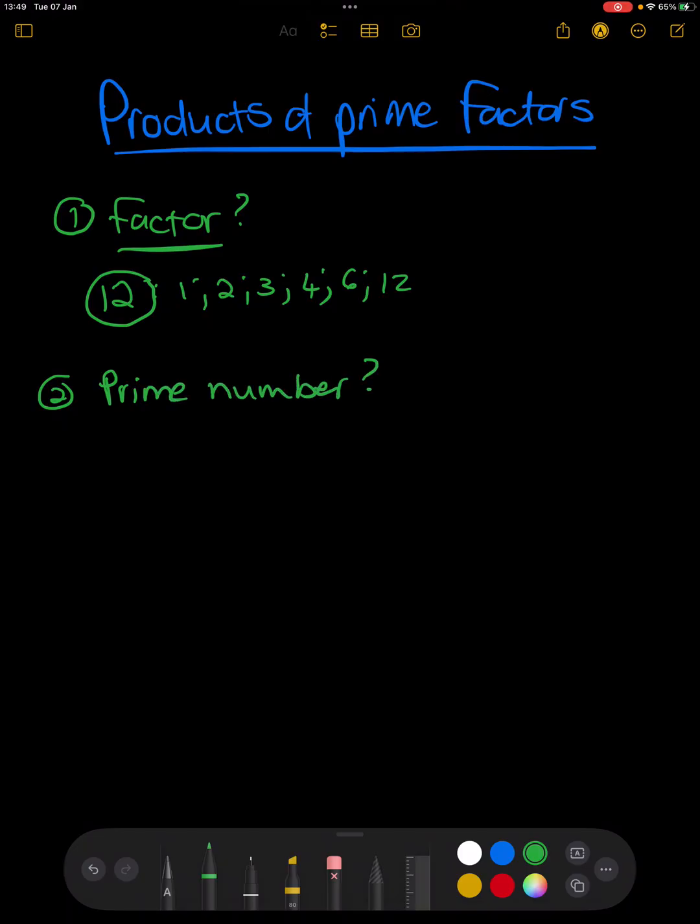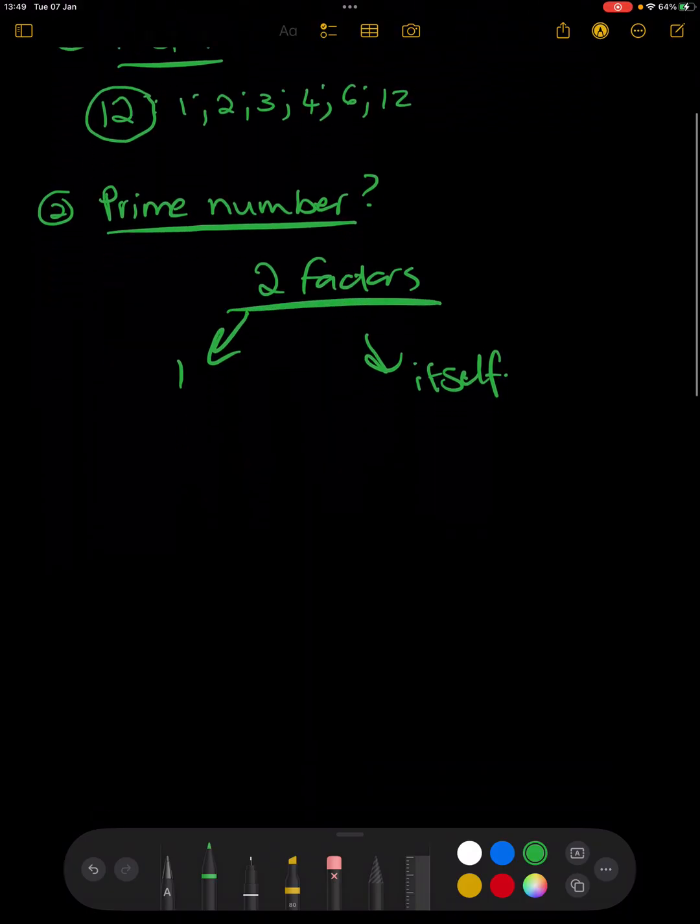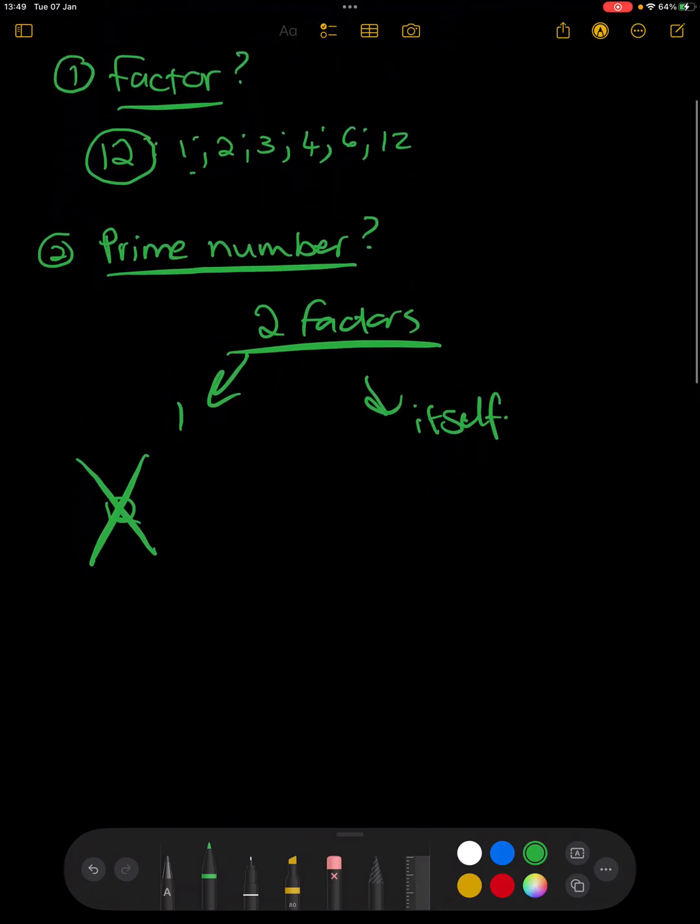A prime number is a number that only has two factors, and those two factors have to be 1 and itself. So if we, for example, take 12, 12 is not a prime number because it's got 1, 2, 3, 4, 5, 6 different factors. Therefore, 12 is not a prime number. If we have a look at the number 1, the only factor that can go into 1 is 1 itself. So therefore, 1 also does not count as a prime number.